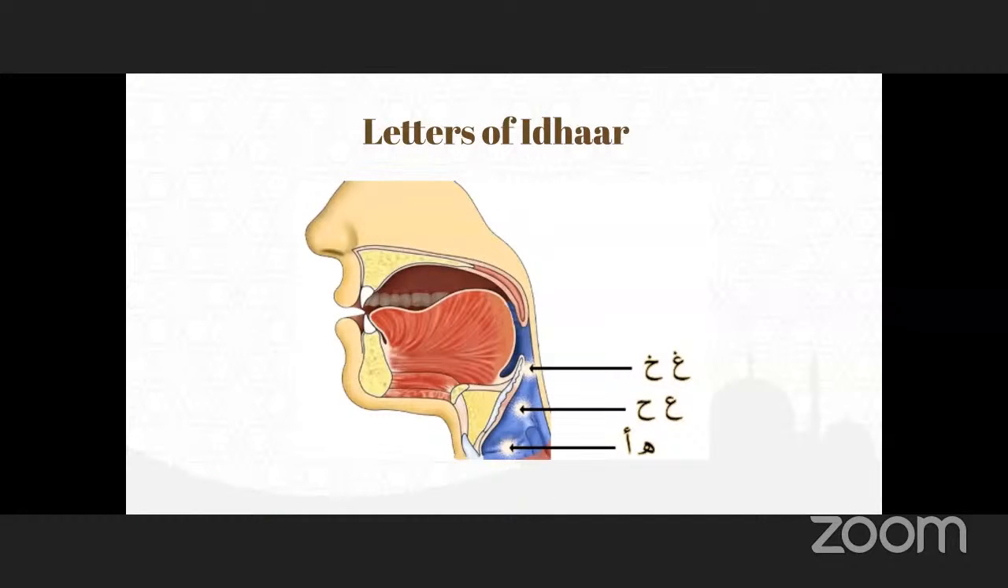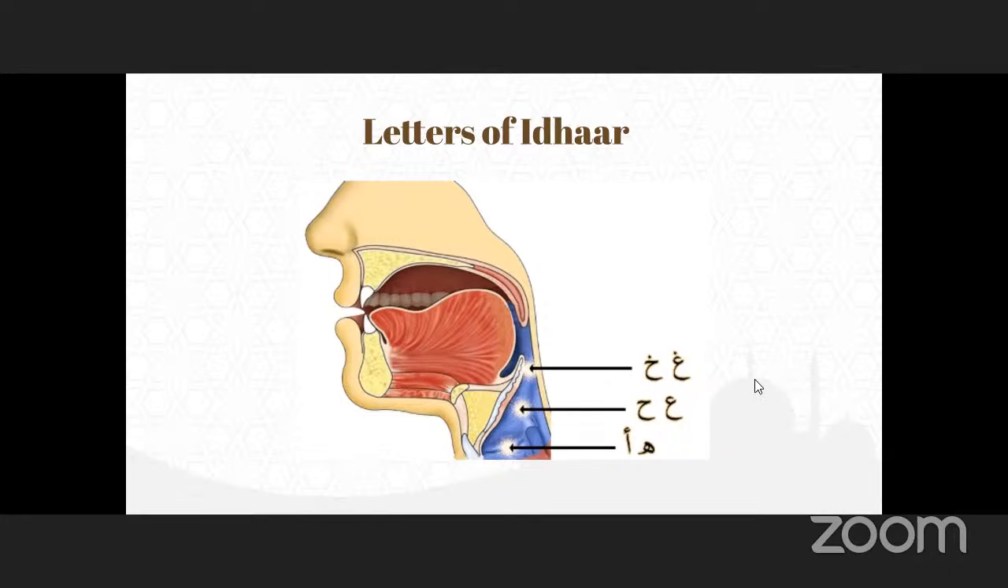And as for the letters of idhar, what helps remember these letters is that they are the letters that come from your throat. I mentioned that there's a subset of the science of recitation, makharij al-huruf, the points of articulation. That's where the sound of these letters comes from. In this case, all six letters involved in idhar come from the throat.